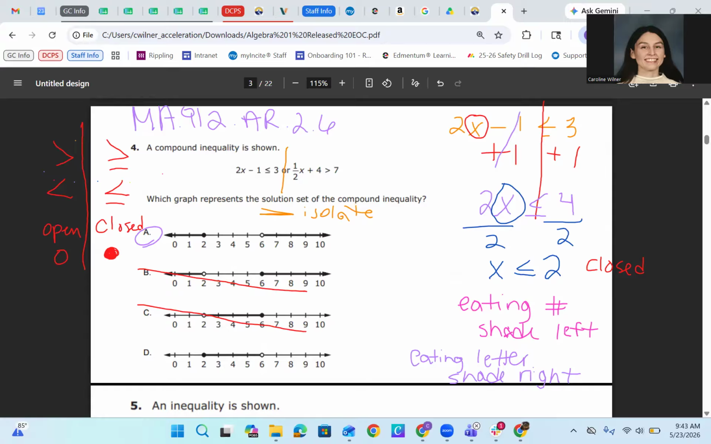Now, of course, if you solve the other one, you would find it to be at the 6. You would find that it's an open circle, and you would find it eating the number. So this one would be shaded to the left if it's eating the number. For the actual answer, you would have seen it eating the letter, so eating the X, and that's what would tell you to shade to the right.